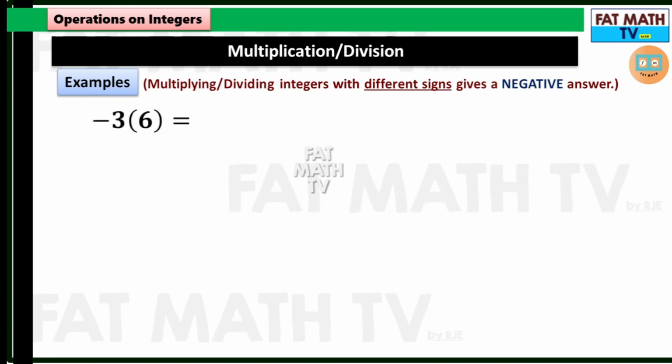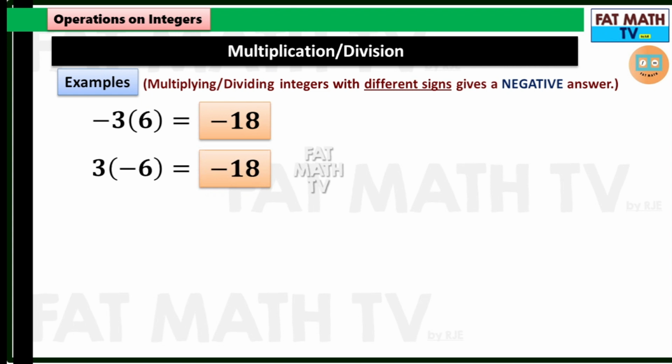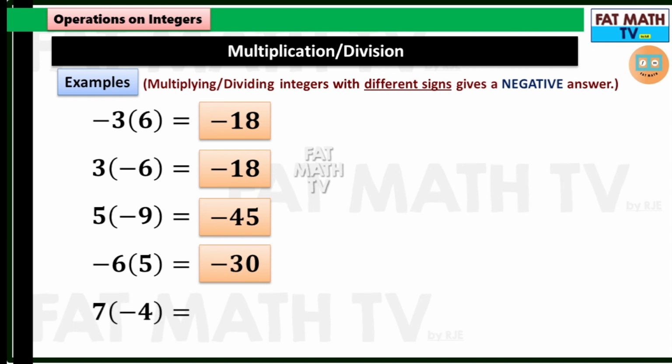Examples. Negative 3 times 6 is negative 18. 3 times negative 6 is negative 18. 5 times negative 9 is negative 45. Negative 6 times 5 is negative 30. 7 times negative 4 is negative 28.